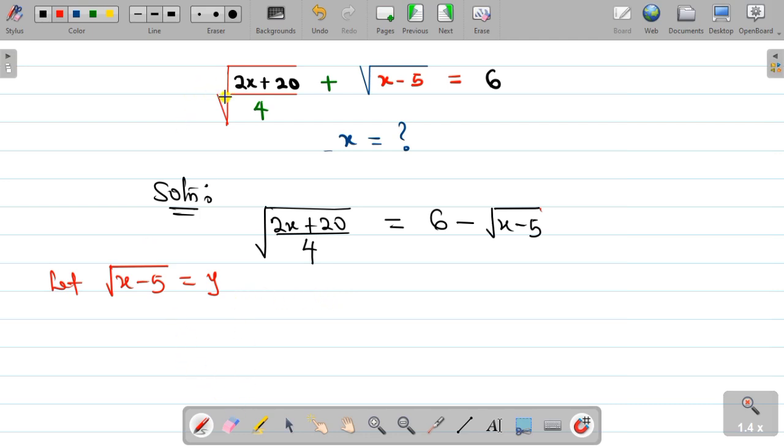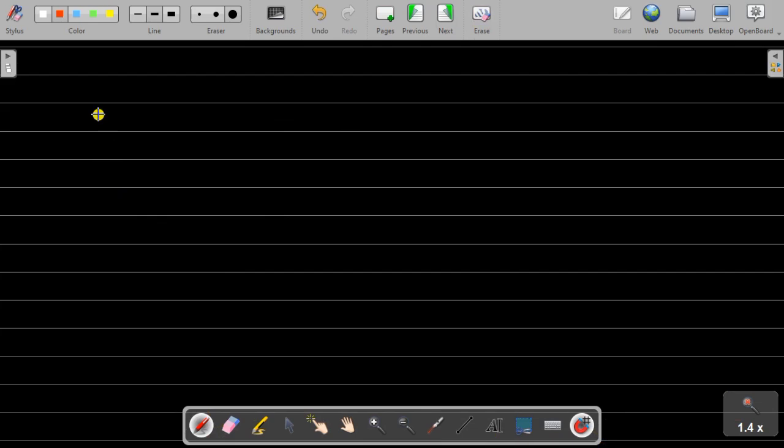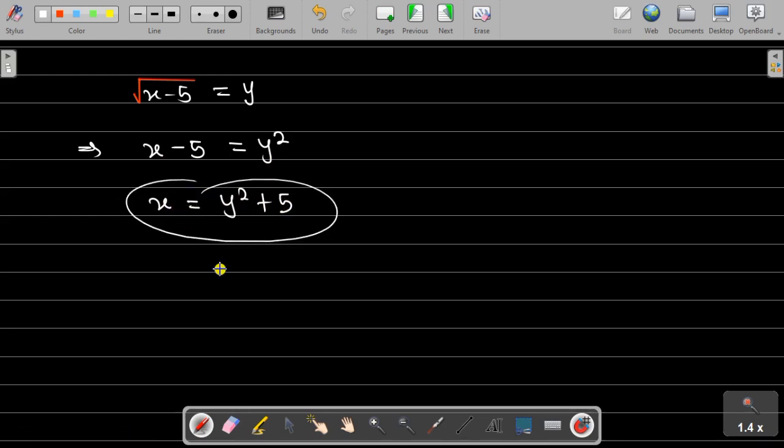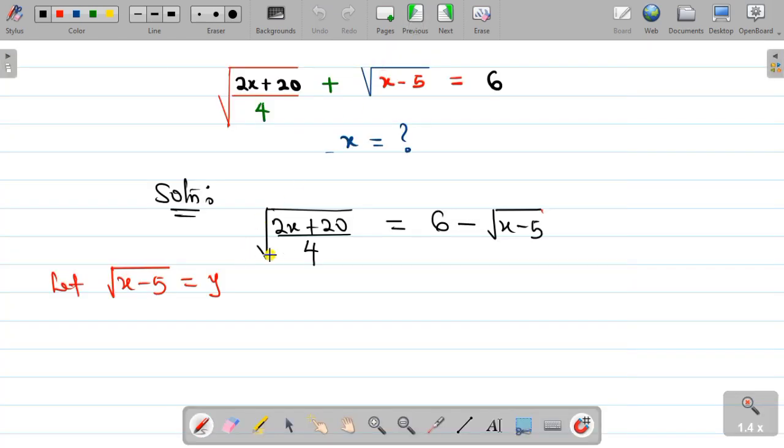Okay, so I want to reduce this to an equation in y. In fact, let me do that in another way. So let the square root of x minus 5 be equal to y. If we do that, and I square both sides, I'll have x minus 5 is equal to y squared. And then I can make x the subject, and that's going to give me y squared plus 5. Okay, so I have a value for x, and then I can bring it back here.